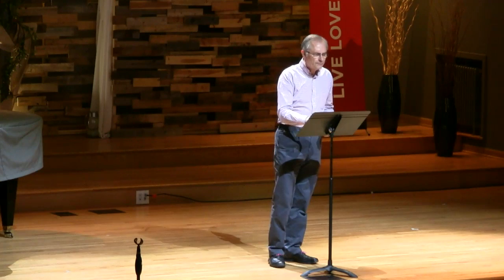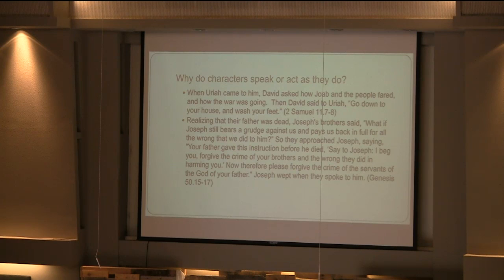Here's another example. This is from the story of Joseph, almost at the end of that story in Genesis 50. Realizing that their father was dead, Joseph's brothers said, "What if Joseph still bears a grudge against us and pays us back in full for all the wrong that we did to him?" So they approached Joseph, saying, "Your father gave this instruction before he died. Say to Joseph, I beg you, forgive the crime of your brothers and the wrong they did in harming you. Now, therefore, please forgive the crime of the servants of the God of your father." Joseph wept when they spoke to him.